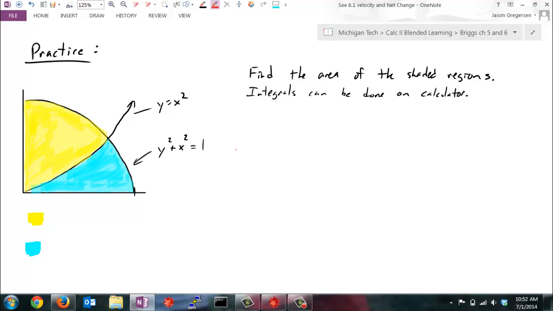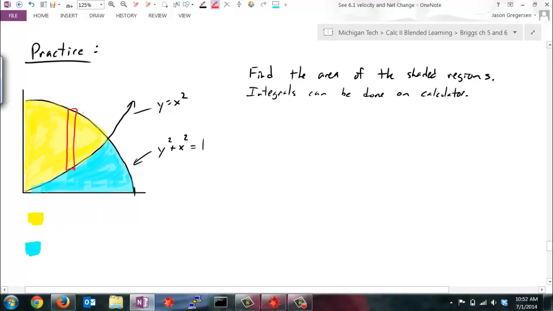So I'm going to do the yellow one first. Maybe I don't know how to do this problem. Maybe I'm totally stuck. Draw the picture. And say, okay, I'm going to draw this little area piece. That's one little representative area. If I can find the area of that thing, I can just add them all up and do the integration. So what is the area of that slice?